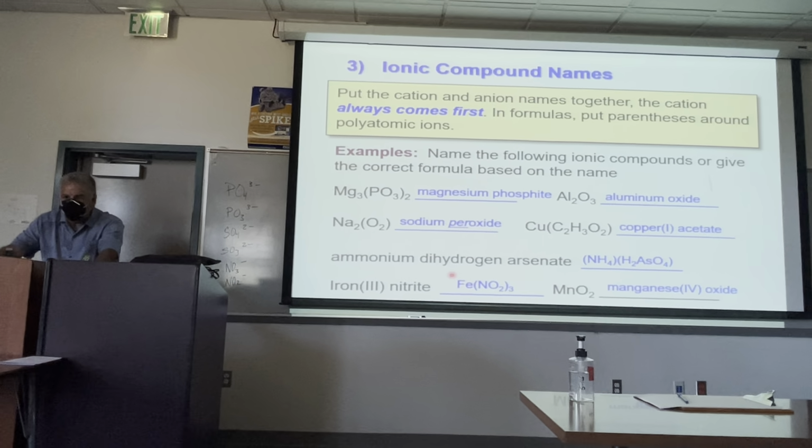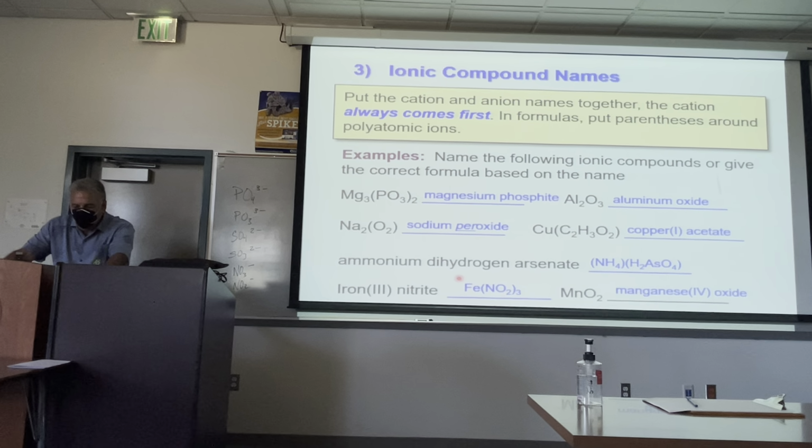Al2O3, aluminum oxide, and then sodium peroxide, that's the O2. And how do I know it's peroxide? Well, I know it's peroxide because sodium's the +1, and it's in parentheses. So whenever we see an O2 in parentheses, we know it's peroxide, but don't even worry about that.